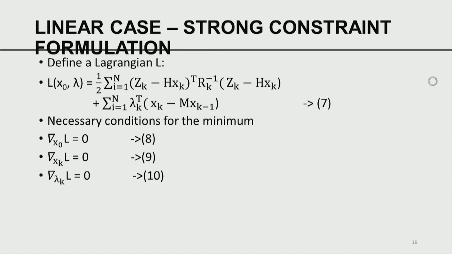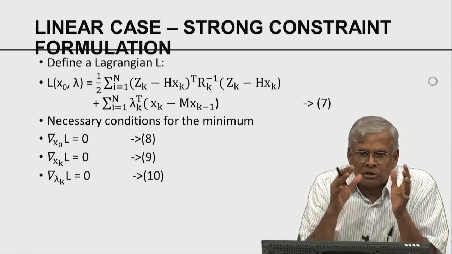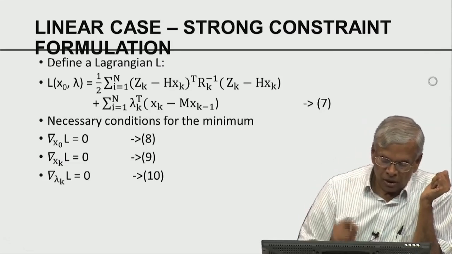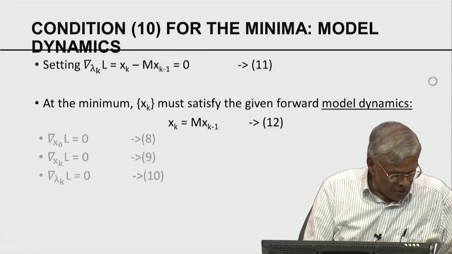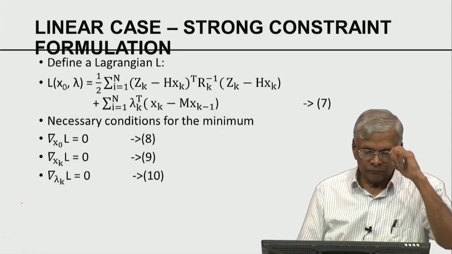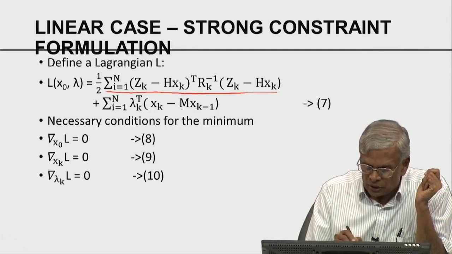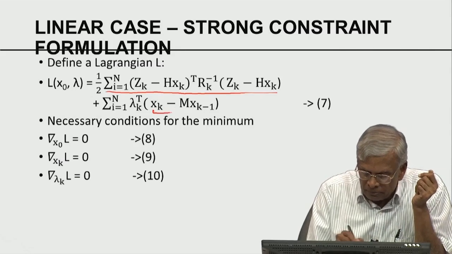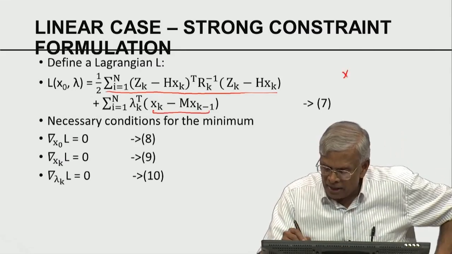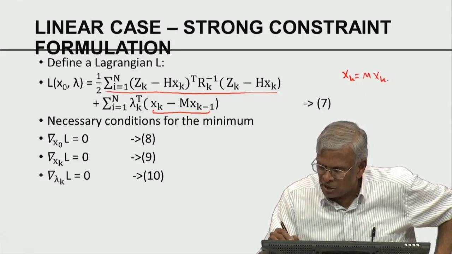Having seen a simple method of elimination, now I am going to come back to formulating it as a Lagrangian multiplier based technique, as a strong constraint Lagrangian multiplier based technique. So to that end, I am now going to construct a Lagrangian function. So this is the objective function. x_k is equal to M of x_{k-1}, that is the model.